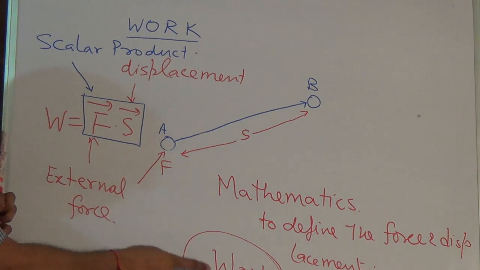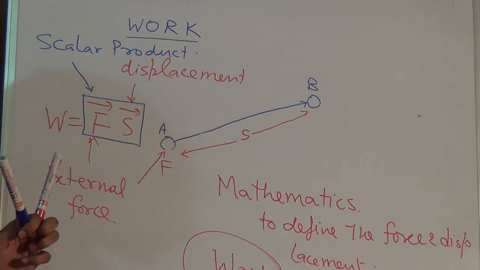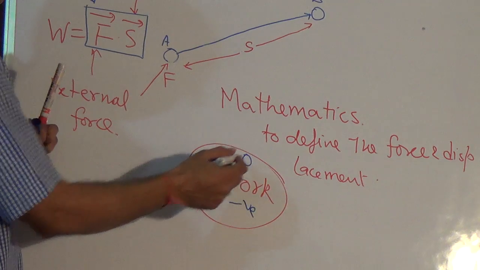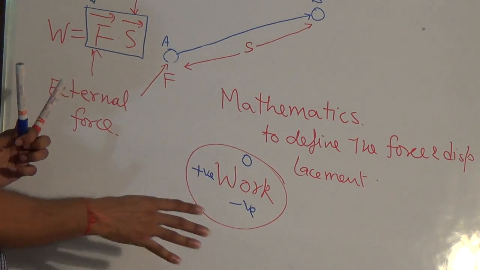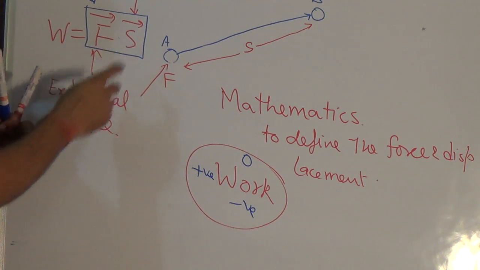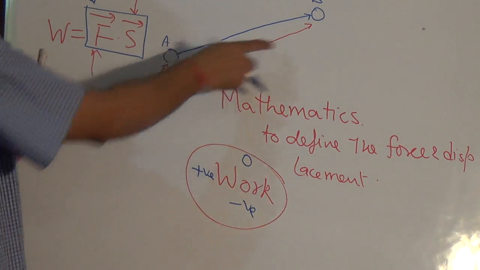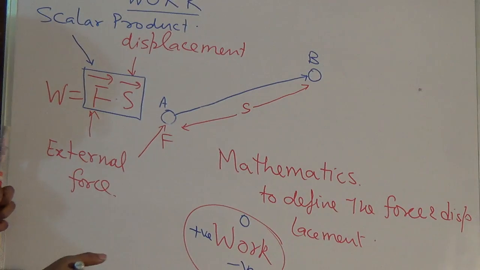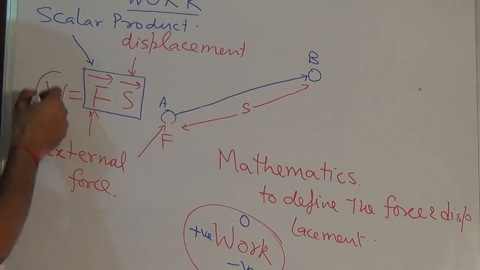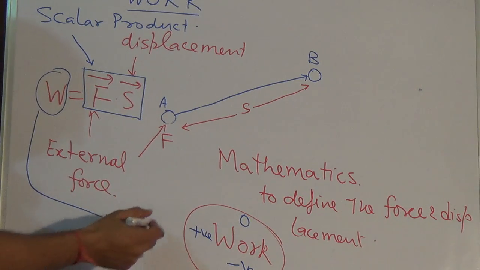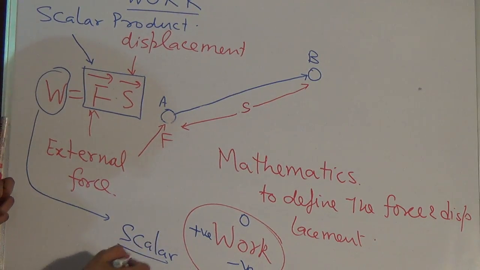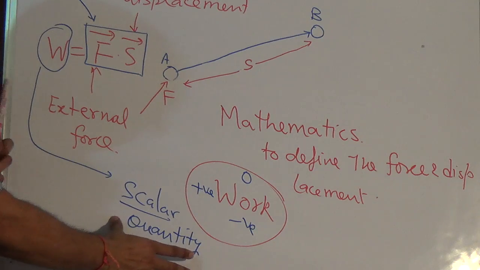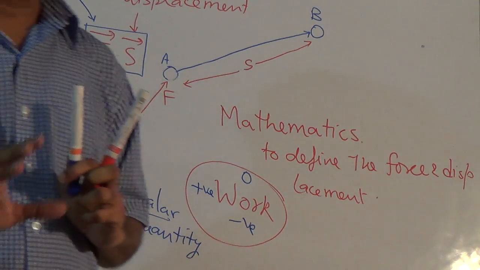Before we go into the detail of the work, what is work, how to define the unit of work, and the types of work, whether it is positive, negative or zero, we have to understand the scalar product between these two vectors. Force is a vector quantity, displacement is also a vector quantity. What we are doing here is taking a scalar product between the force and this displacement. As a result, we get a scalar quantity W. So work is a scalar quantity. It means we get only magnitude. So work has magnitude, no direction.